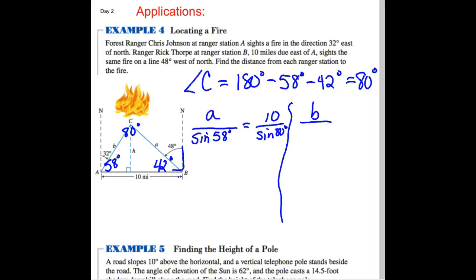B is to the sine of 42 as 10 is to sine of 80. So in both cases, we have a sine that needs to get multiplied to the right side. Yes? Okay. So once you've done the first one, you should be able to just recall it and change that 58 into a 42 without retyping the whole thing. All right, go ahead and find your A's and B's.